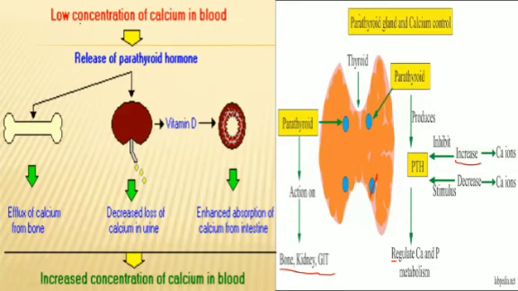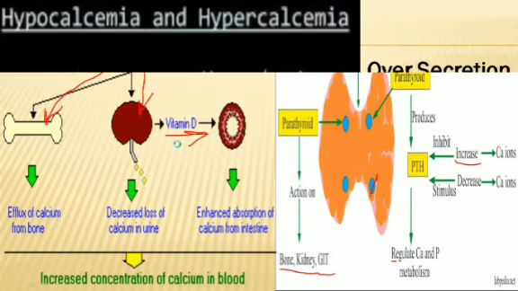You can see here low concentration of calcium in the blood leads to release of parathormone. That affects the bones, causing resorption, or efflux, of calcium from the bone. In response, bones can be brittle and easy to break and fracture. It acts on the kidneys to decrease loss of calcium in the urine and retain more calcium in the blood, and it releases more vitamin D to enhance the absorption of calcium from the intestine. Then increased concentration of calcium in the blood can occur.